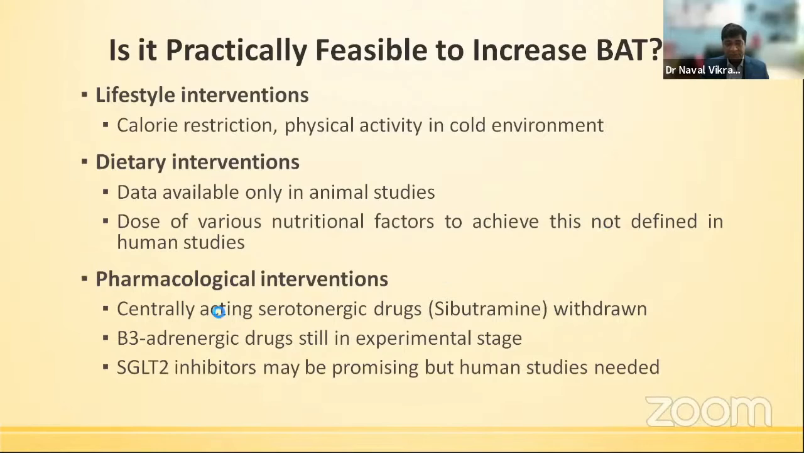Pharmacological interventions: centrally acting serotonergic drugs may have had potential, but they have been withdrawn. We don't have any drugs as of now. Beta-3 adrenergic drugs are still in the experimental stage, not available for use in human beings. SGLT2 inhibitors, the newer blockbuster drugs with a lot of beneficial effects in diabetes and cardiovascular disease, may also be promising, but more human studies are needed on their effect on brown adipose tissue.